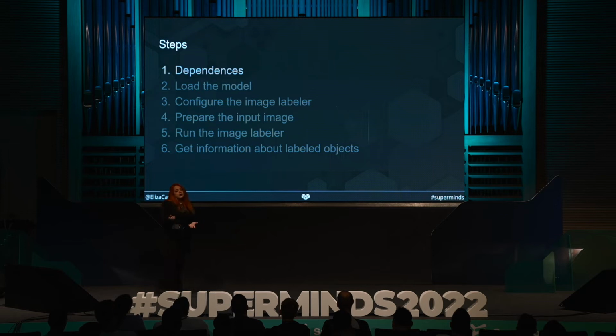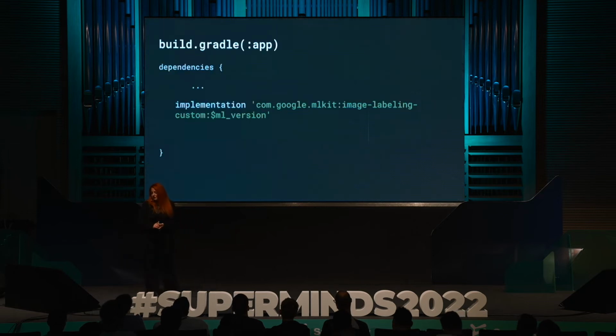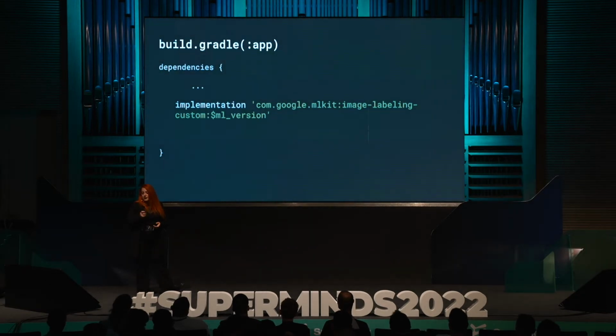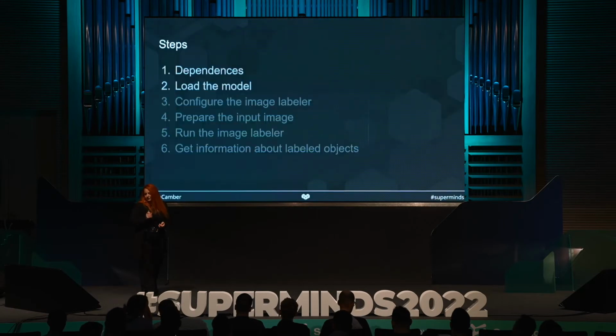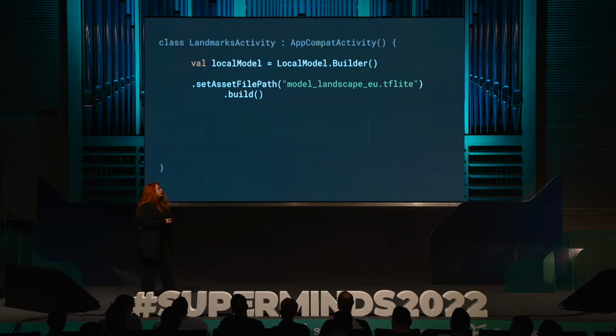So first of all, again, it's dependencies. The dependencies we're going to use are for the bundled one, so it's just one dependency. Again, if we wanted the unbundled one, we should also have Firebase in there and Google Play services. But now we're just going to use the image labeling custom this time. We're going to load the model, and to load the model, we're just going to get it from our asset folder.